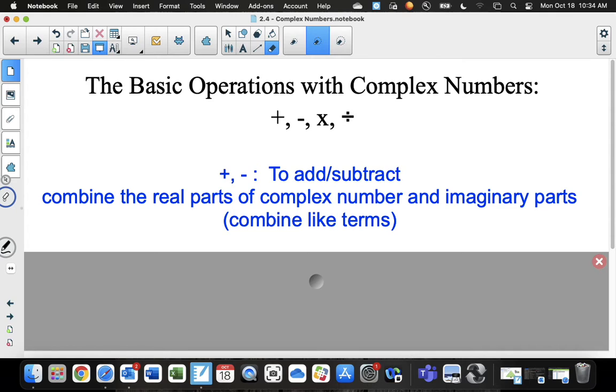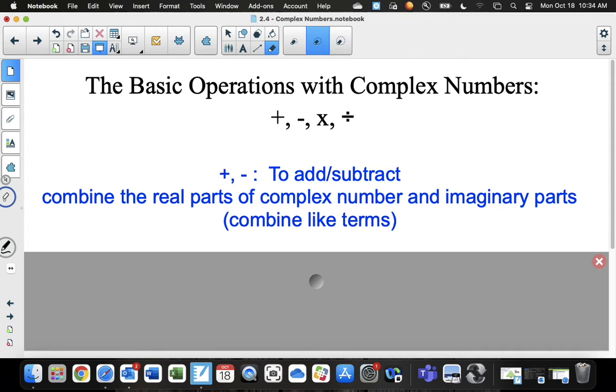Combine the real parts, combine the imaginary parts. Think about if you had 3 minus 5x and 7 plus 2x. You take the 3 and the 7, the constants, and put them together. You take the x's and put them together. That's all you're doing here. It's just they have i's instead of x's. That's the only difference.